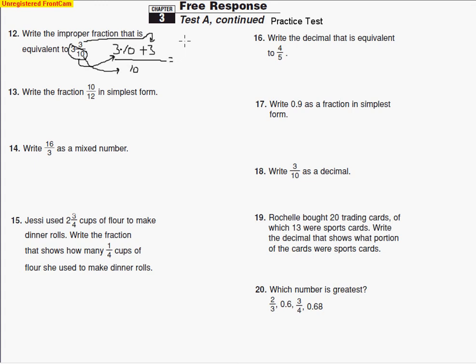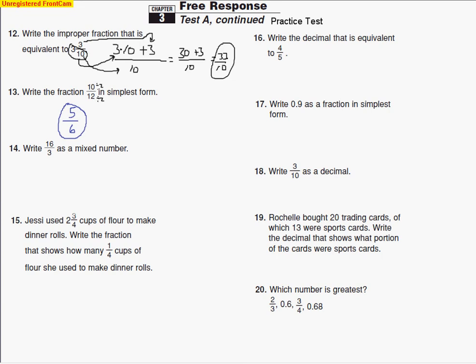So I go ahead and multiply, and this makes 30 plus 3 all over 10. And so that gives me 33/10. And that would be my answer. Well, looking at our next one, it says to write the fraction 10/12 in simplest form. So what I want to do is take out a common factor here. I want to take out 2 from both of these numbers. And so when I do that, I end up with a 5 over 6. And that is the fraction in simplest form.